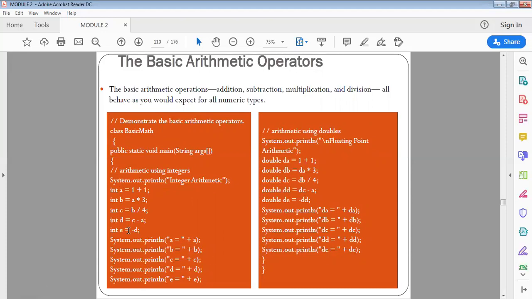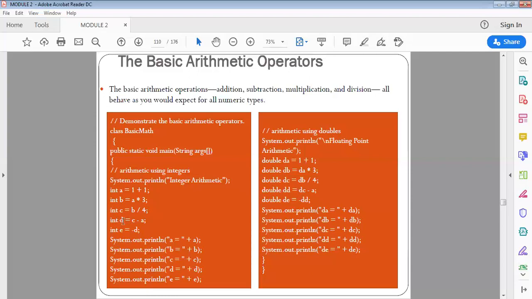After executing all these statements, you can check the program. First you have the a value: 1 plus 1 is equal to 2, so a is equal to 2. Next b is equal to a star 3, that is 2 star 3, so b should be 6. Next c is equal to b by 4. The b value is 6, and 6 divided by 4 gives 1 point something, which is of floating data type, but c is of integer data type. That's why you get c is equal to 1.